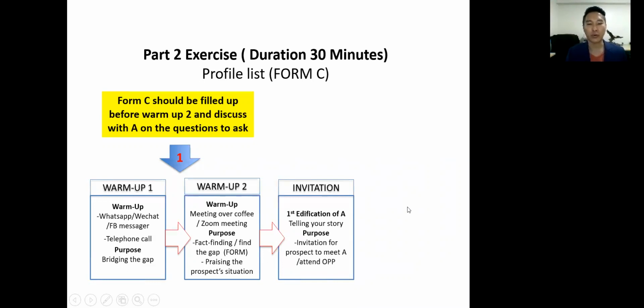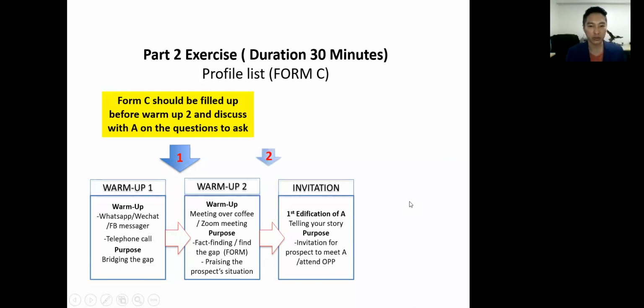In terms of what kind of questions I can ask based on the background of the person. Maybe the person is a single parent, maybe the person has been running a business for a while. What are the questions that you can probably ask? And you can start filling up the Form C from the first warm-up onwards, before warm-up 2, and discuss with A.